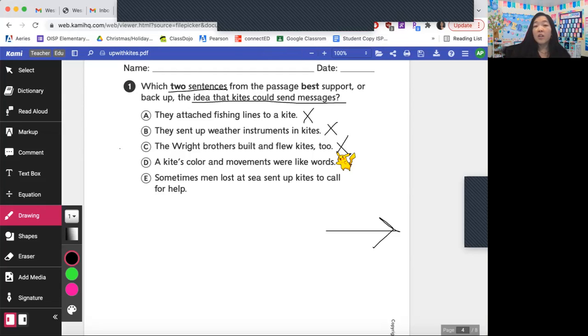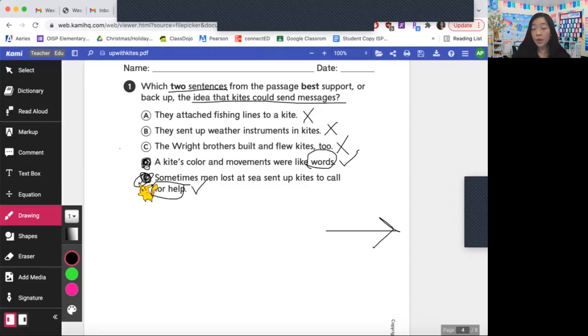A kite's color and movements were like words. Ooh, words are like messages. So I think it's going to be D. And then let's look at E. Sometimes men lost at sea sent up kites to call for help. So if you're calling for help, that's sending another message. So I think the answer is D and E.